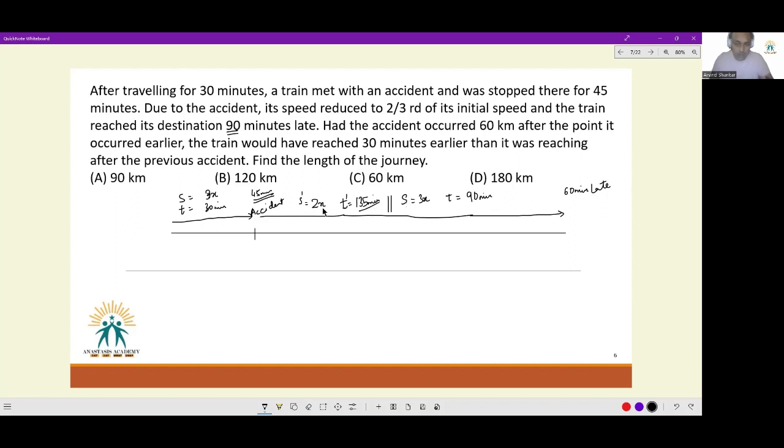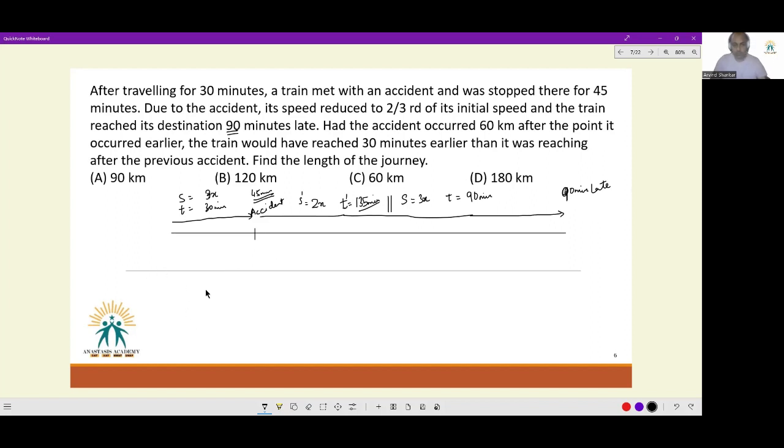45 minutes extra due to the speed reducing, and 45 minutes due to the accident. So the train is 90 minutes late, not 60 minutes, 90 minutes late: 45 minutes extra due to reduction in speed, and 45 minutes due to the accident. This is what is happening in the original story.